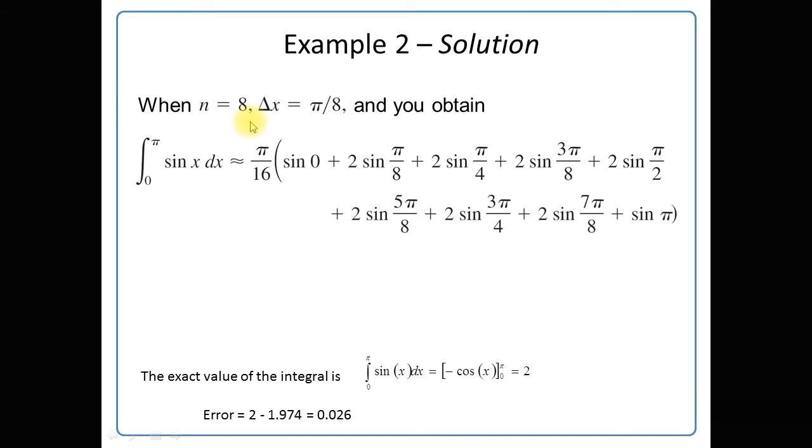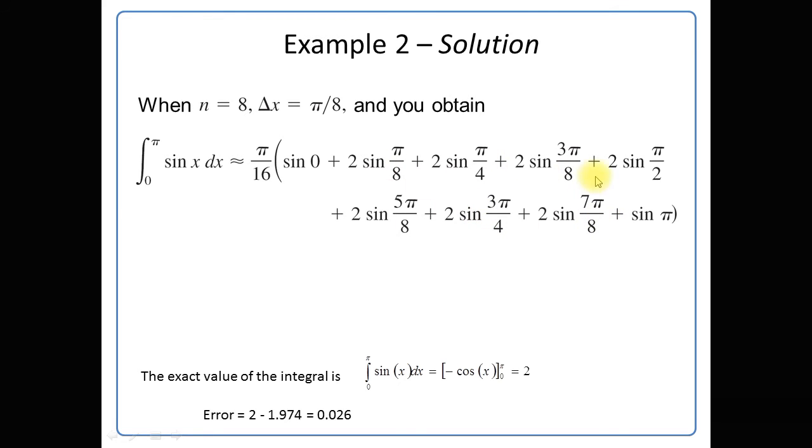Now putting n equal to 8, the step size will be b minus a divided by 8, pi minus 0 divided by 8, so the step size is pi by 8. Now the first value of the limit is 0, so sine 0, and the last value is pi, so sine pi. These are not multiplied by 2, and the other values will be multiplied by 2. According to the step size, the first value of x is 0, the second value is pi by 8, and the third value is pi by 4. Other values are 3 pi by 8, pi by 2, 5 pi by 8, 3 pi by 4 and 7 pi by 8.